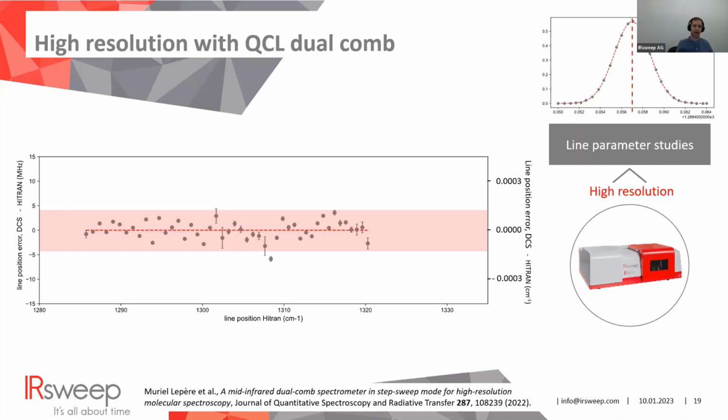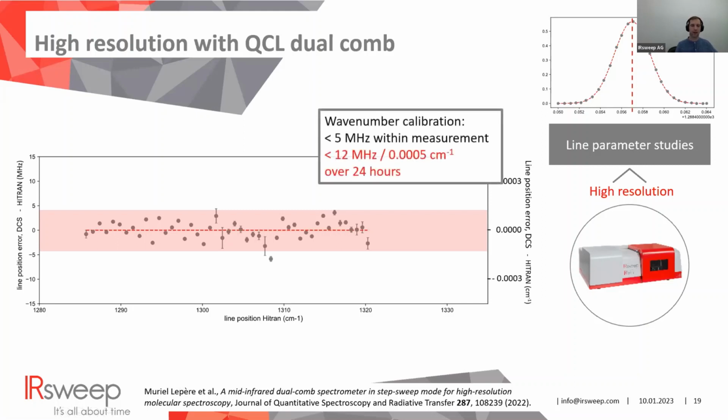Oftentimes you will do first a calibration measurement and then later on a sample measurement. We have also accurately characterized this process, and details are described in that paper with Muriel Lepere from University Namur. But what we have found there is that over the course of 24 hours, we have less than 12 megahertz, or 5 × 10⁻⁴ wave number, inaccuracy in our wave number axis. So that is about the spectral accuracy you can expect from those measurements.